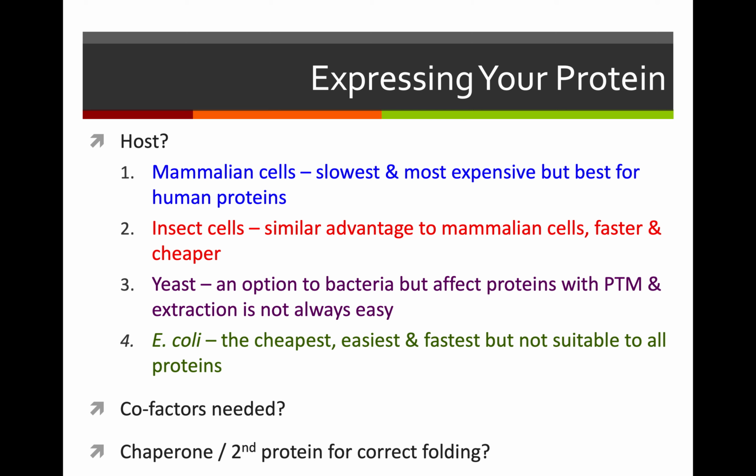The third one would be the yeast expression system. It is usually an option to bacteria if bacteria is not a success for you, but it usually would affect protein with PTM, and extraction is usually not always easy with yeast. Usually people would try not to use yeast unless they have no other option. If you were to choose between yeast and mammalian cells, of course people would choose yeast. But if you were to choose between yeast and E. coli, people would choose E. coli. And the last one would be E. coli, because it is of course the cheapest, easiest, and the fastest.